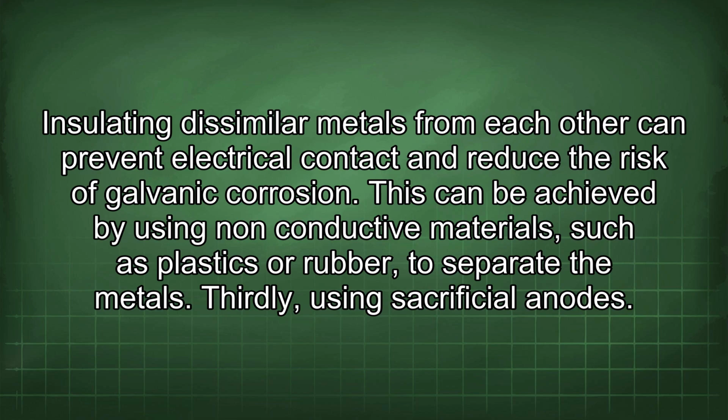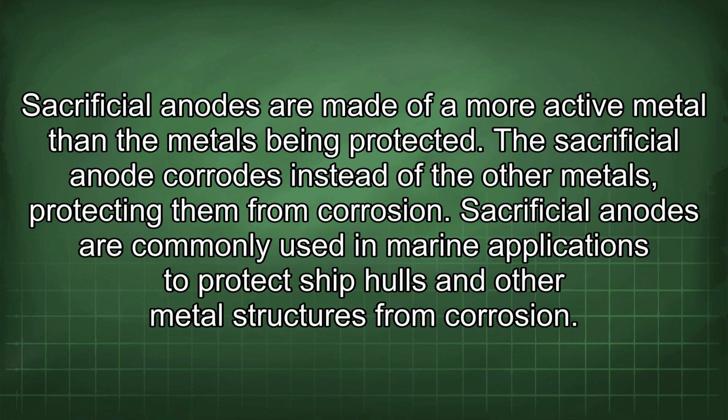Thirdly, using sacrificial anodes. Sacrificial anodes are made of a more active metal than the metals being protected. The sacrificial anode corrodes instead of the other metals, protecting them from corrosion. Sacrificial anodes are commonly used in marine applications to protect ship hulls and other metal structures from corrosion.